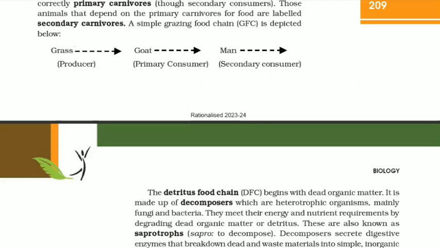A simple grazing food chain is depicted below. Here, grass is the producer. It is fed upon by the primary consumer, that is, the goat. On the goat, man feeds, which is the secondary consumer.